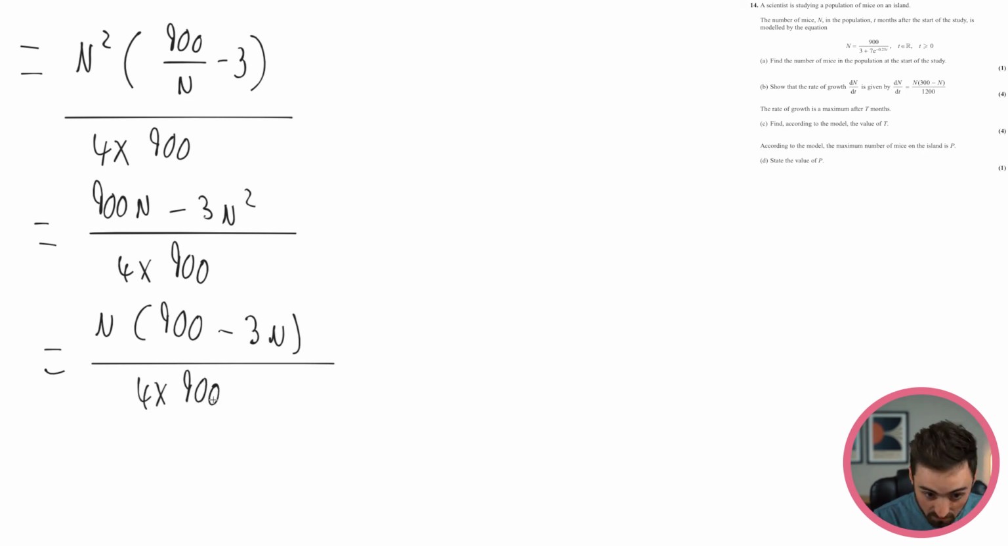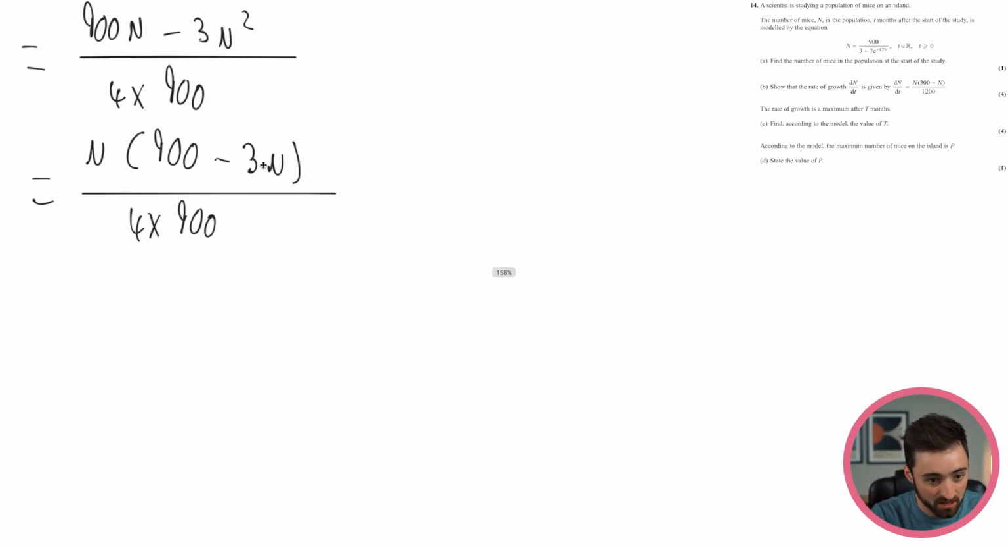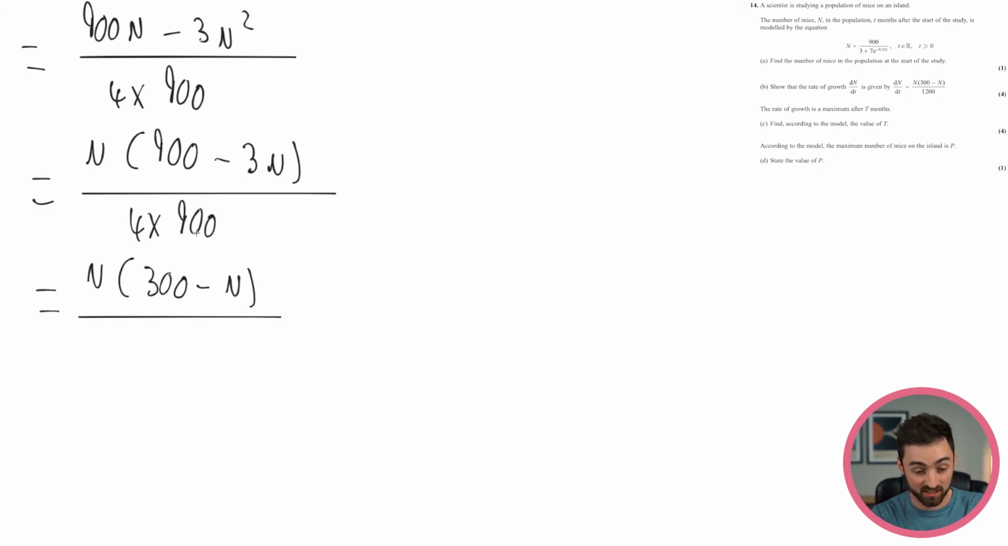But they only have, inside their bracket, 300 minus n, but I have 900 minus 3n. So it looks like in my top bracket, I've got 3 times what they want. But that's good, because I can divide both top and bottom of this whole fraction by 3 here. So dividing the top by 3, I can just divide this inner bracket by 3, getting me 300 minus n. And then dividing this by 3, well, 900 is a multiple of 3, so I can divide that. So that's going to be 4 times, then if I divide 900 by 3, I'm going to be left with 300.